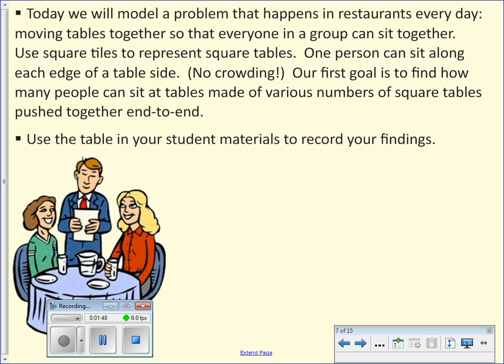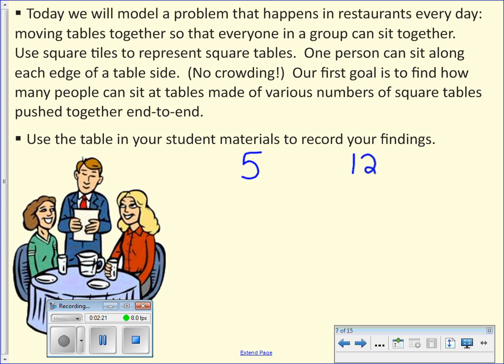Okay, so by pushing 5 tables together, how many people were you able to seat at the big table? 12. But I don't understand. How did you get, it's not like 5 times 2 was 10. If you put 3 at a table, 5 times 3 is 15. How did you get 12 for 5 tables? What did you do? 2 people at the end of the table counts as a seat.